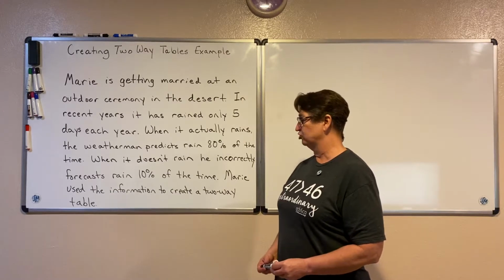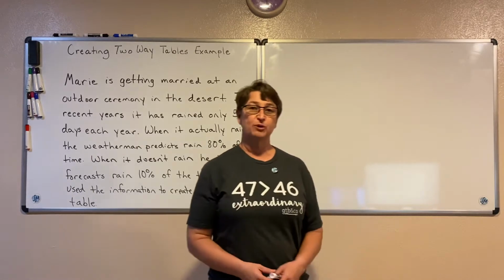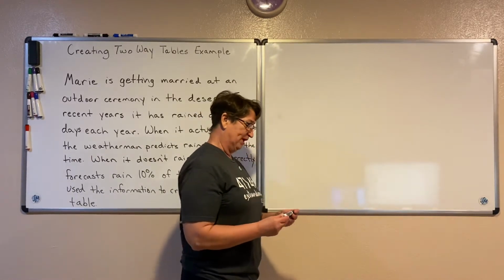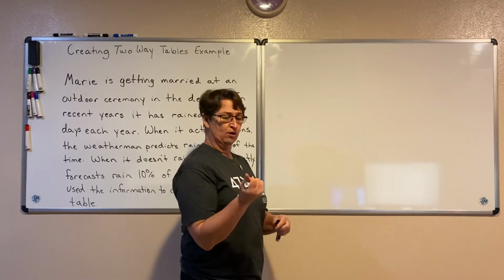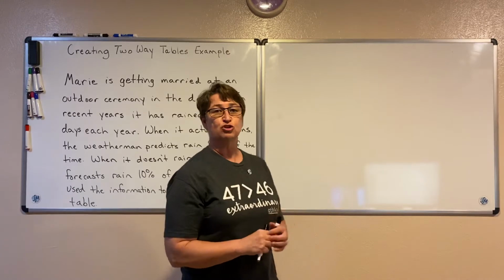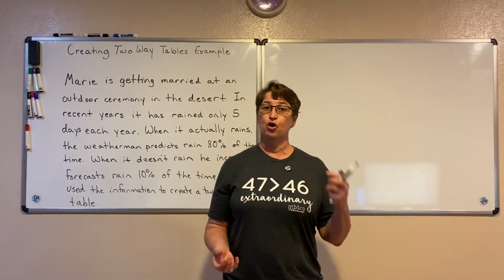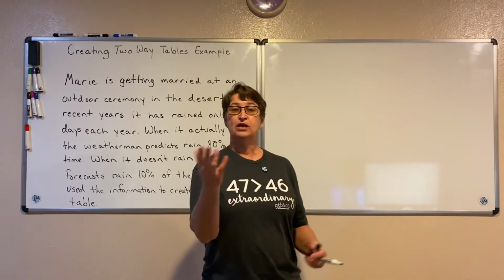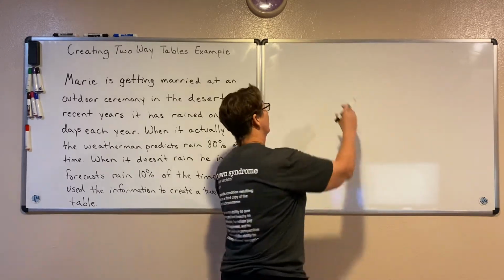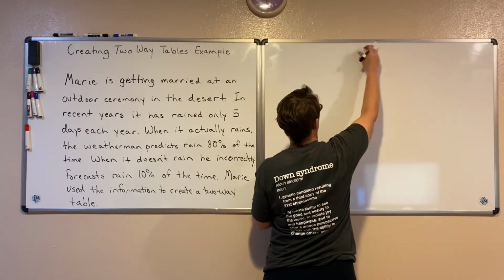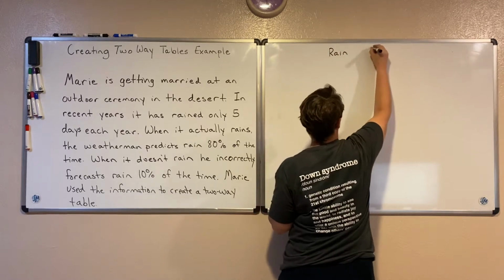Marie used the information to create a two-way table so that she's planning for her wedding. She's displaying various data to help her make her decisions about the wedding. And here she creates a two-way table based upon that rain. So she's looking at all the different days within the year and trying to decide, is it raining or not raining? So the first variable she's looking at is the weather. Does it rain or not rain? So I'm going to put that variable here along the top. So it rains or it doesn't rain.